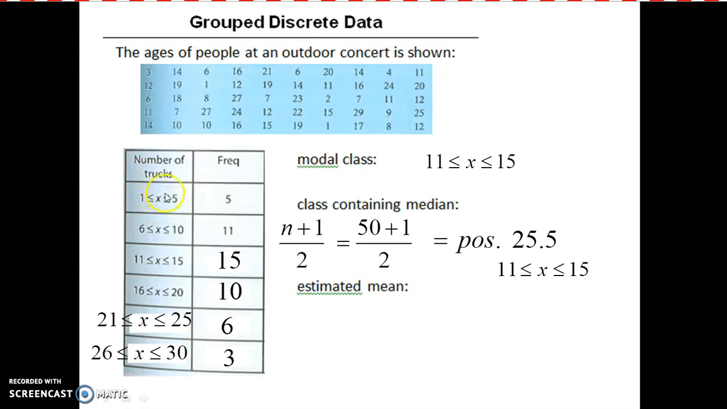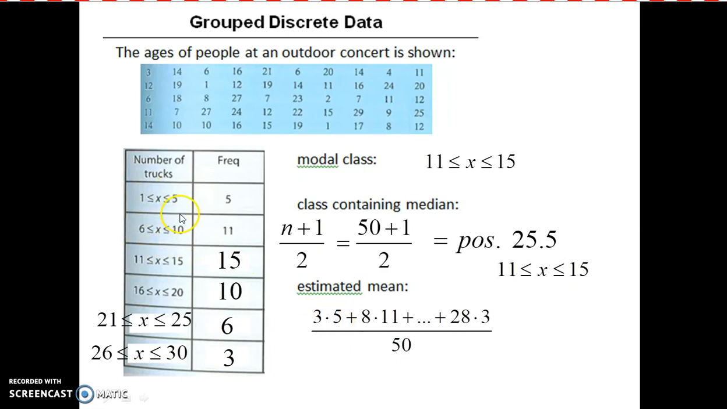So we're going to say that 3 occurs 5 times. Even though it's not really 3, there's a 1, there's a 1, there's a 3. Those numbers aren't all 3, but 3 is the middle number, so we're just going to estimate and say, well, we're going to say it's 3, and 3 occurs 5 times.